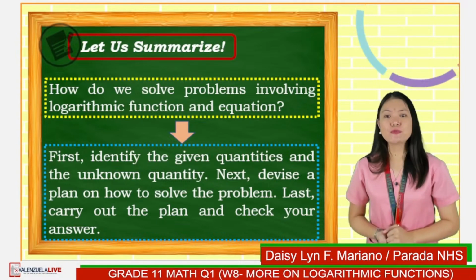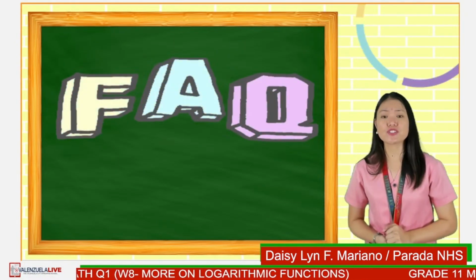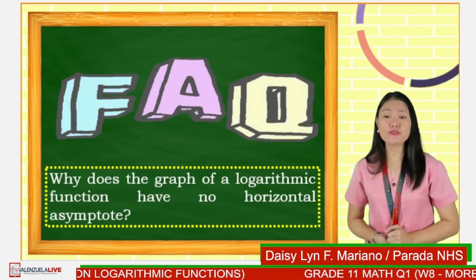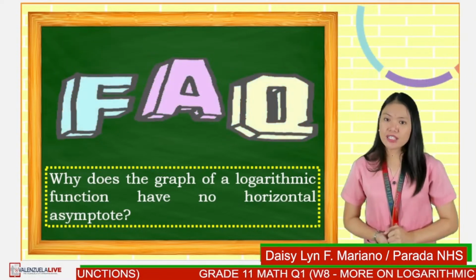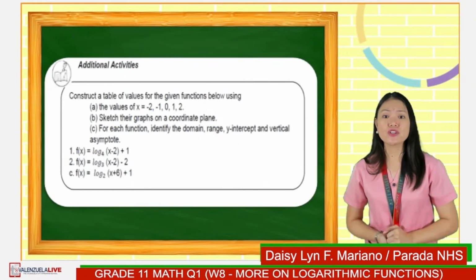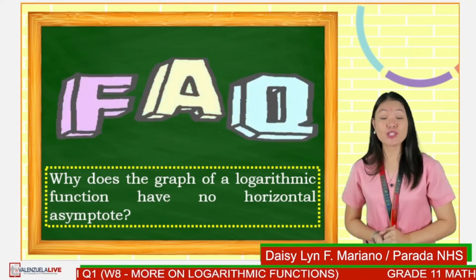Now, let us proceed to the frequently asked question about logarithmic functions. Why does the graph of a logarithmic function have no horizontal asymptote? The range of a logarithmic function is the set of all real numbers, so there is no restriction on its y values.